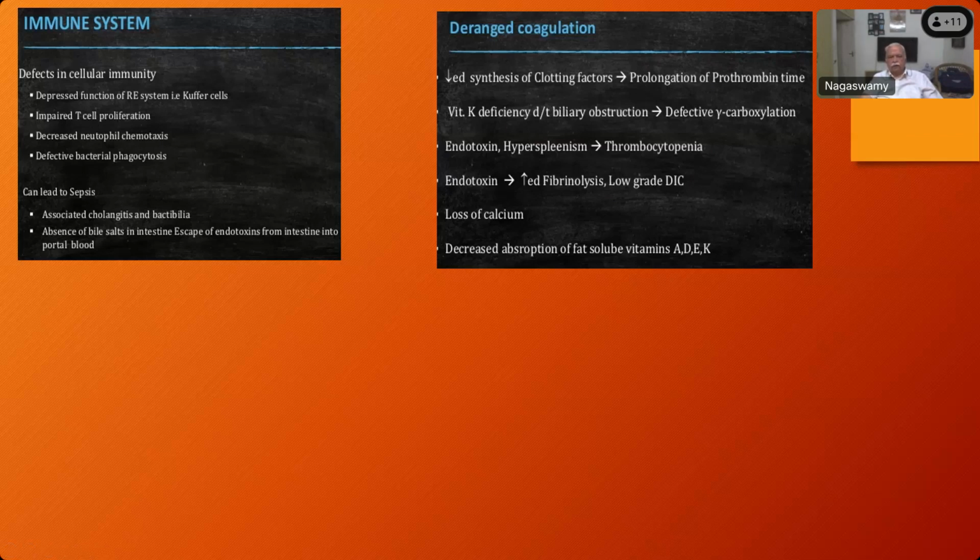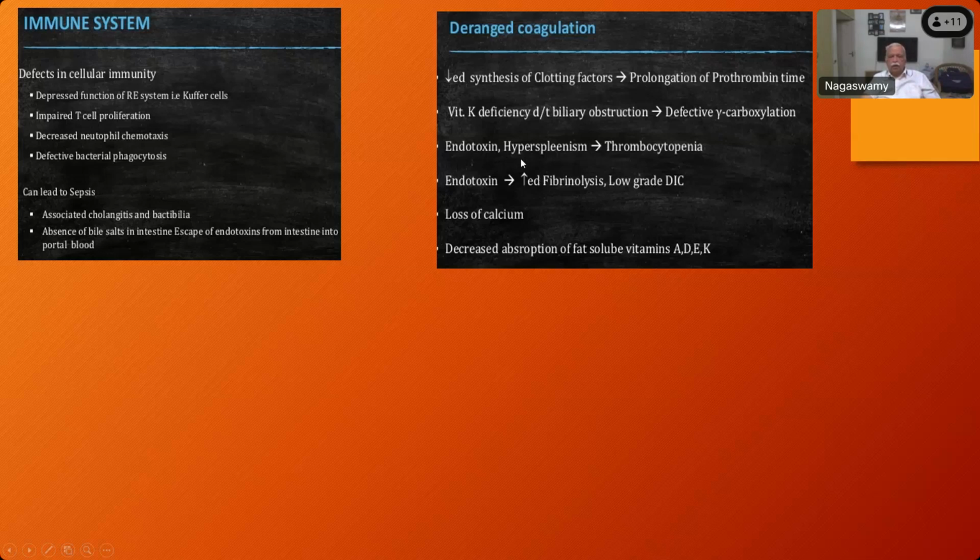Another reason for this is that vitamin K is not absorbed in the absence of proper bile secretion into the liver, especially in obstructive jaundice patients, where the bile is not going into the intestines. Vitamin K absorption is impeded, and that will lead to defective gamma carboxylation of the clotting factors, and to activate them, it will not happen.